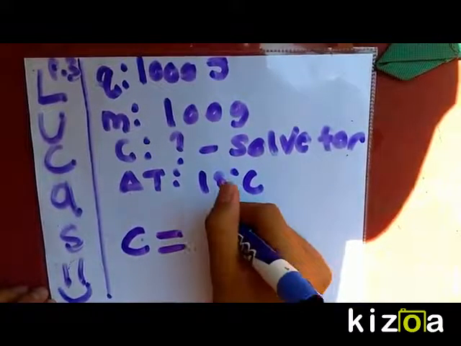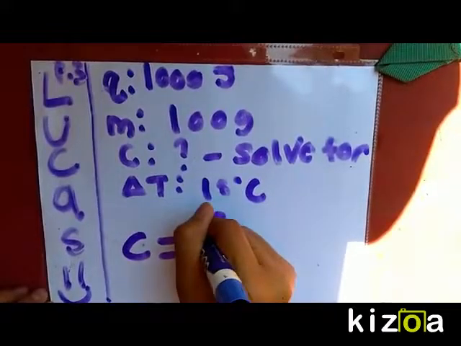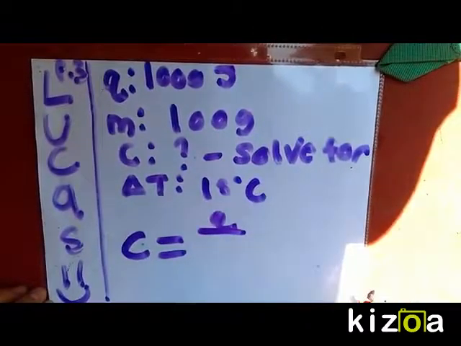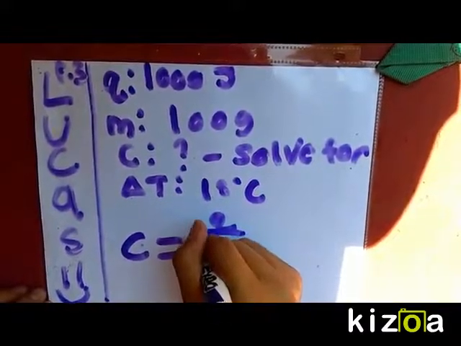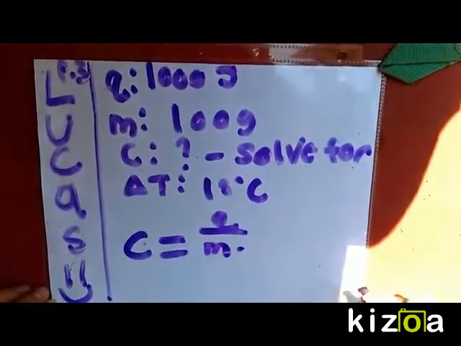We're going to write C equals, and then the joules, whenever you have it like this, the joules is always going to be on the top, and then it's going to be these two times each other. So M times triangle T.